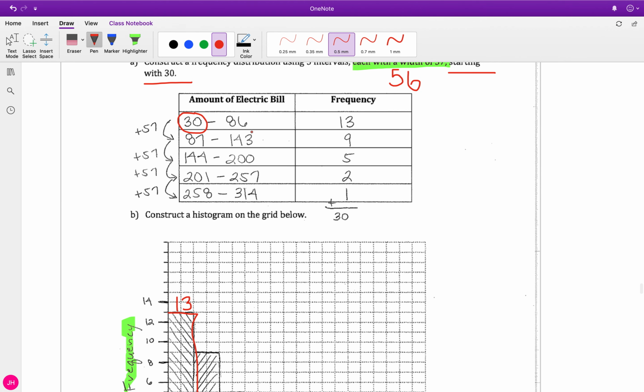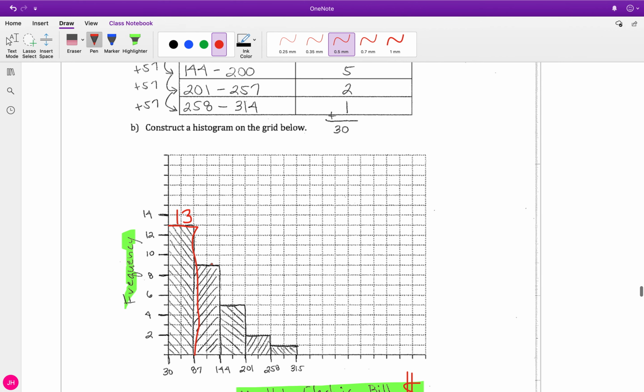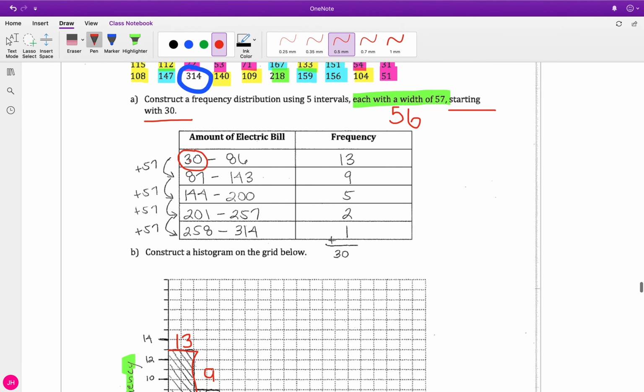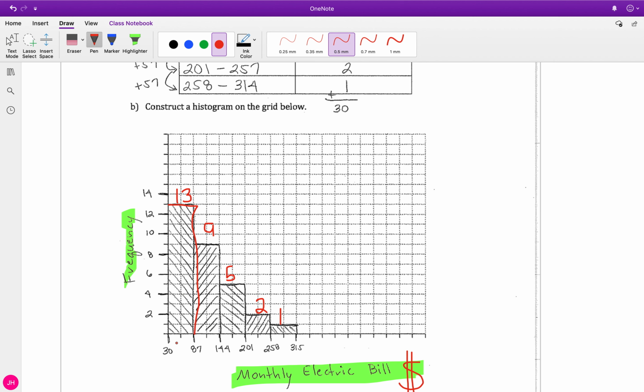For the next one, I'm going to make a class that goes all the way up to 9. The next one's at 5, 2, and 1. And then I'm going to list out the class values here. So this one goes from 30. The next one starts at 87, then 144, then 201, 258.